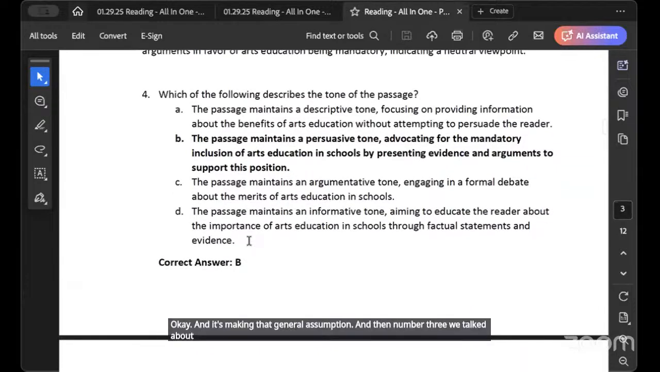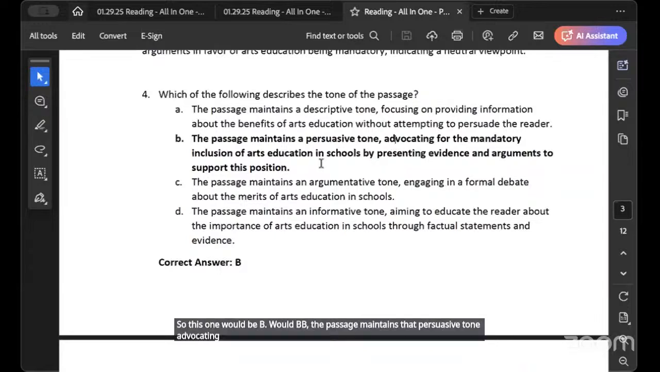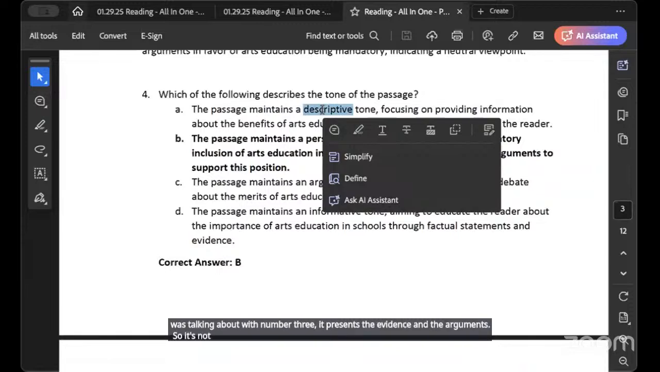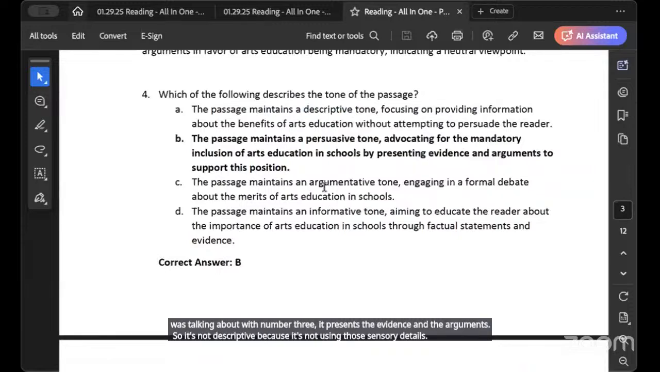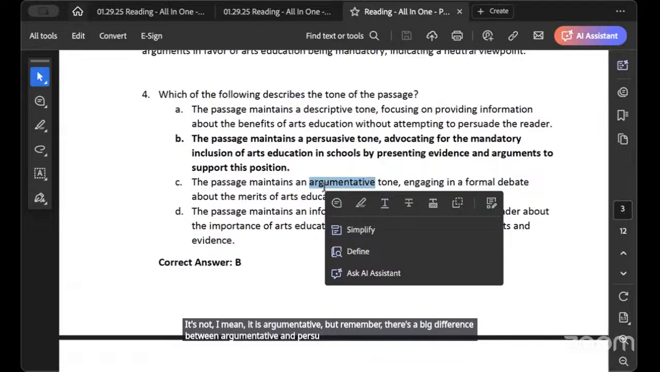Number 4, which of the following describes the tone? This one would be B. The passage maintains that persuasive tone, advocating for the mandatory inclusion of arts by presenting the evidence and the arguments, which is what I was talking about with number 3. So it's not descriptive because it's not using sensory details. It is argumentative, but remember, there's a big difference between argumentative and persuasive. Persuasive is trying to pull you to one side.